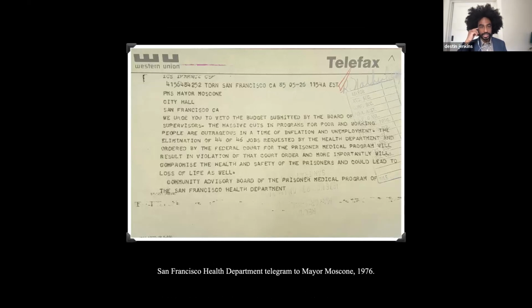And here is a document I pulled from the George Moscone archives. He was the mayor of San Francisco for a very short period of time and was assassinated not too long after taking office. It's a letter to Moscone decrying massive cuts to the prisoner medical program, and thinking about the devastation of such budget cuts and programmatic cuts in the context of inflation and rising unemployment in 1976. But there's a story, in other words, of inequality made through retrenchment.